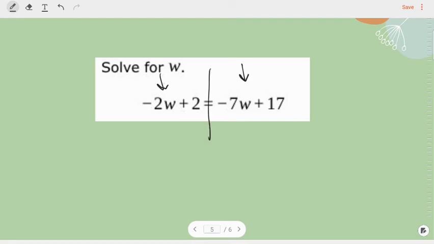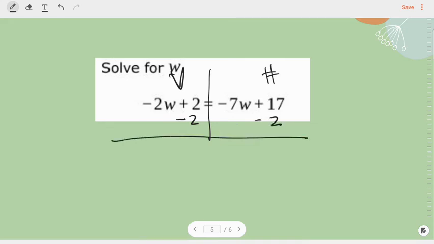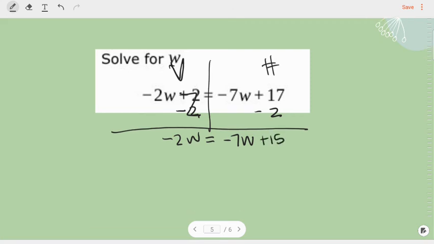So I'm going to make this my variable side and this my number side. What am I going to do? If this is my variable side, on the left, I need to get rid of my plain old number, this plus 2. So I'm going to undo it by doing the opposite, minusing 2. Where do I minus it from? Remember, 2 is just a plain old number, so I'm going to minus it from the plain old number. Bring down what's left over. Negative 2W, that zeroes out, equals negative 7W plus 15. 17 minus 2 is 15.